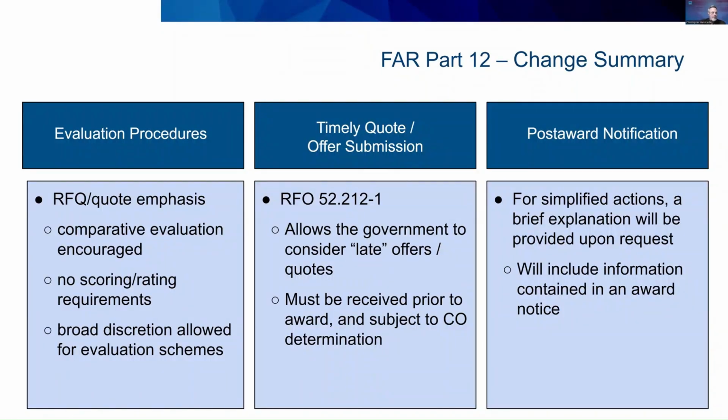And finally, let's discuss the post-award notification changes under the RFO, specifically for those actions at or below $7.5 million. When the simplified procedures under FAR 12 are used, meaning the government issued an RFQ, the government will provide a brief explanation to unsuccessful quoters upon request.